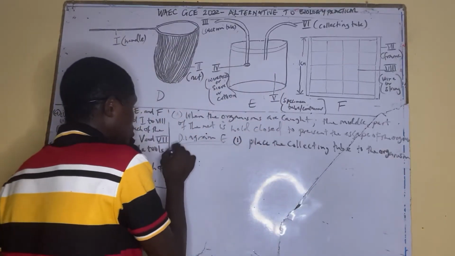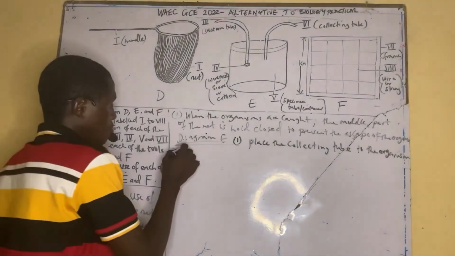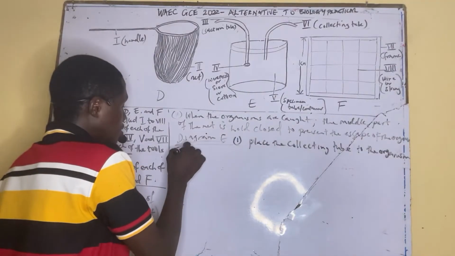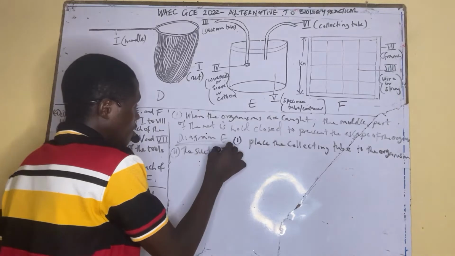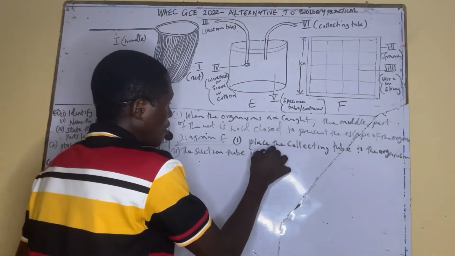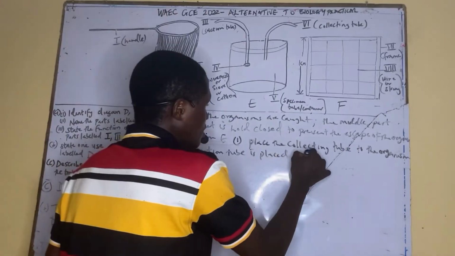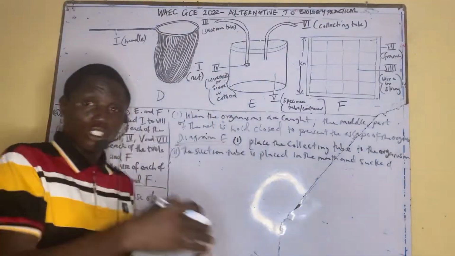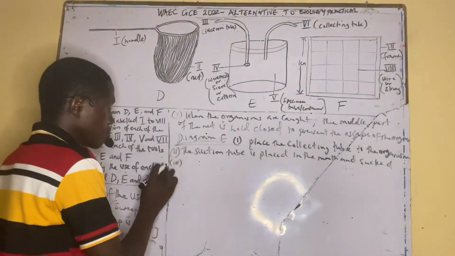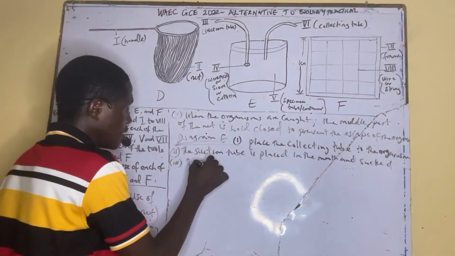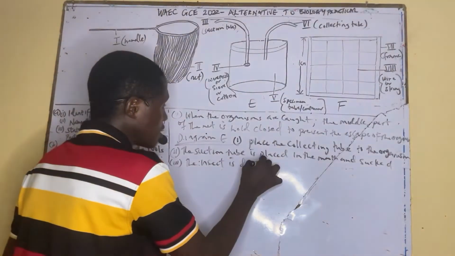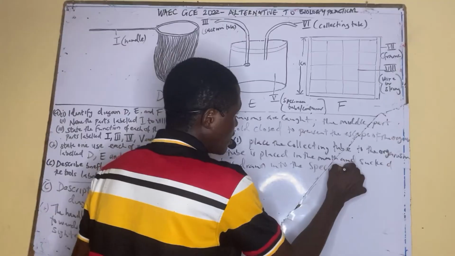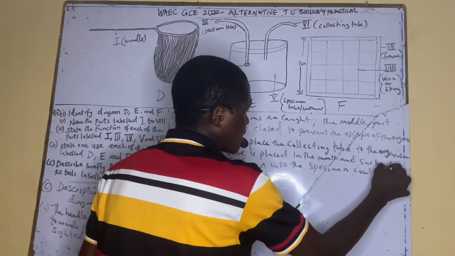Then the next thing is to apply the suction pressure. The suction tube is placed in the mouth and sucked. You suck it to apply suction pressure, and as you suck, the insect is drawn into the specimen container. So that's how you use that one, as simple as that.